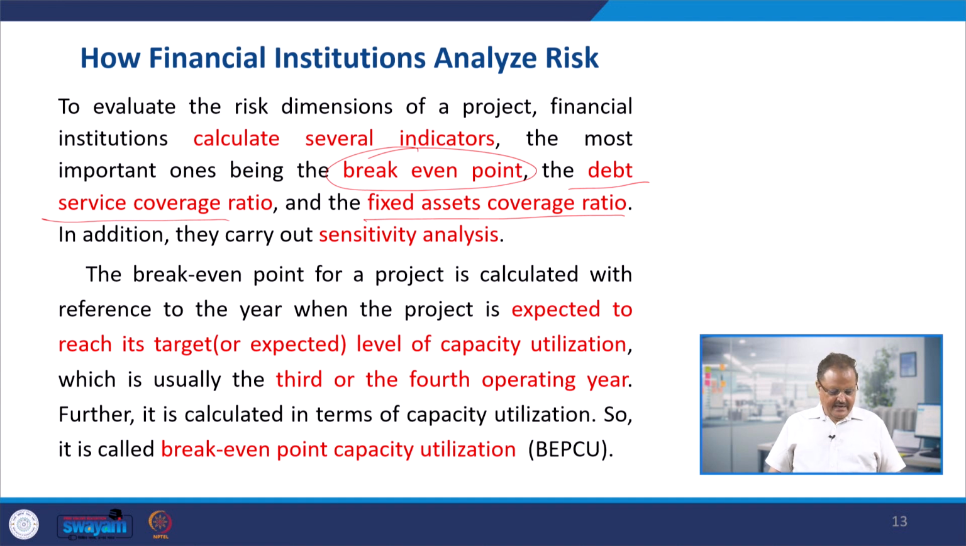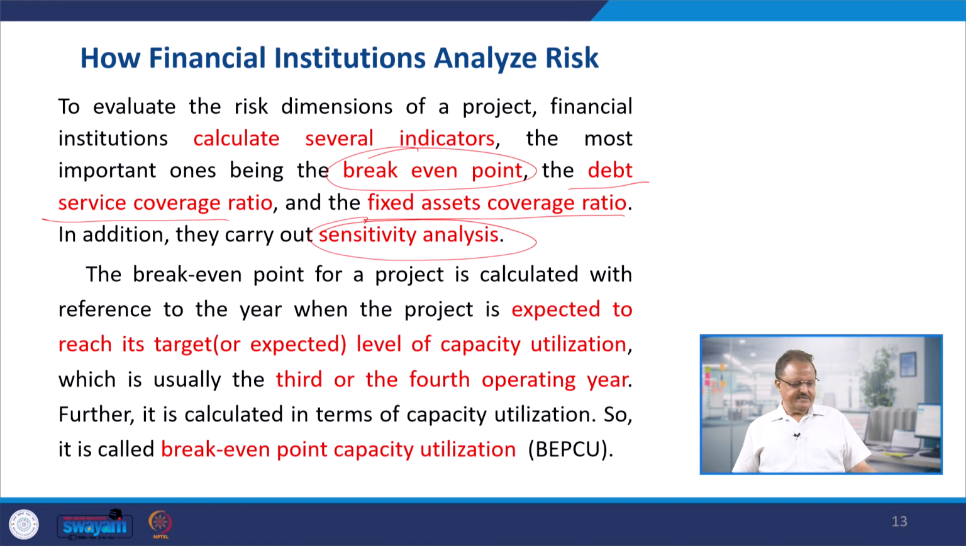And apart from these three things, break-even point, debt service coverage ratio and fixed asset coverage ratio, they conduct the sensitivity analysis also before providing the funds to the new ventures or the new investment options. And the break-even point is normally calculated at the level of the targeted capacity. When the firm reaches the targeted or expected capacity, which is normally within a period of 3 to 4 years, either at the end of the third year or in the fourth year.